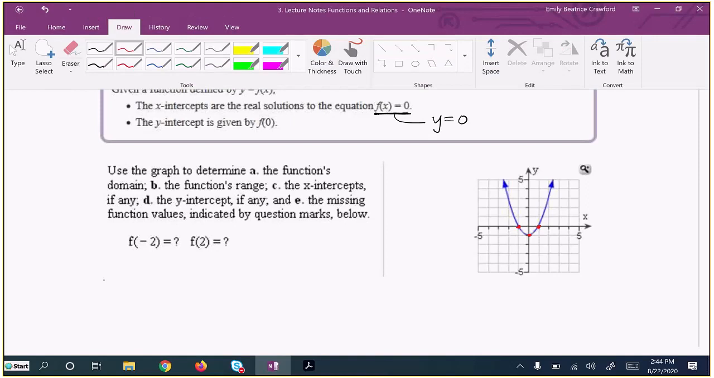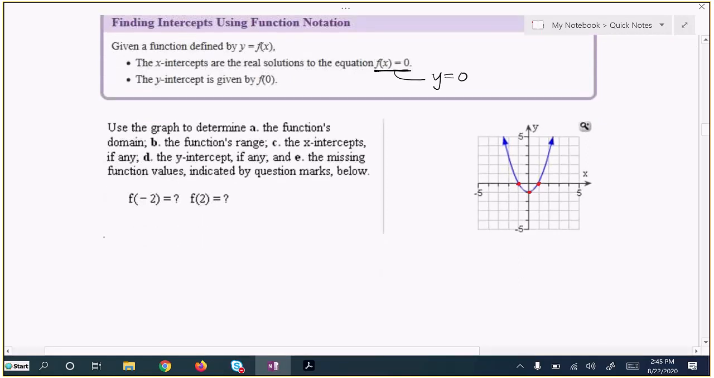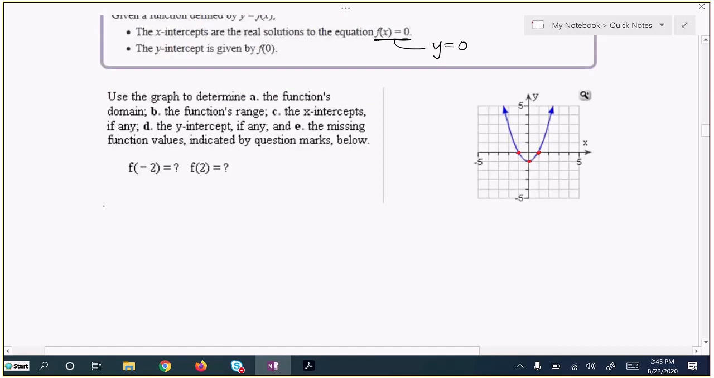Now we want to be able to identify the x and y intercepts algebraically as well. So using this graph here on the right, we're asked to determine the function's domain, the function's range, the x-intercepts, if any, the y-intercept, if any, and the missing function values indicated by the question marks.